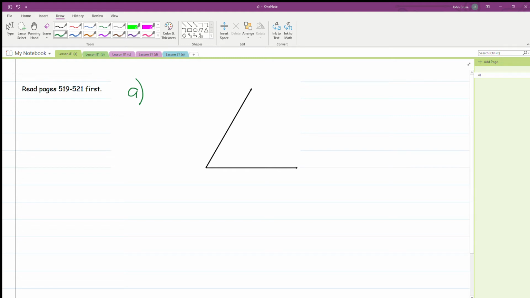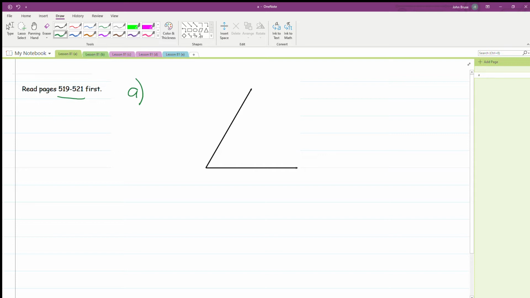Right. So we're going to work on lesson 81 today. Before you start, it's extremely important today that you've read page 519 through 521 and done the paper folding activity. You can do the paper folding activity on page 521 with any piece of paper. Make sure that you've done steps 1 through 4 before you start working on this lesson.